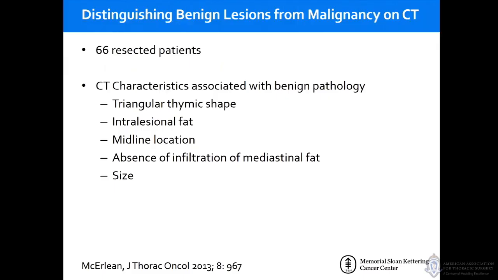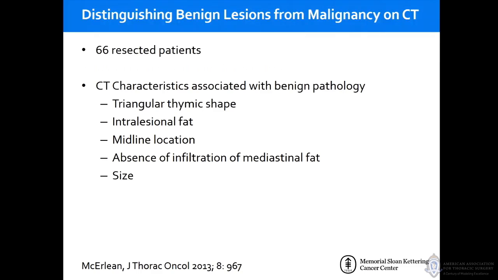The radiologists at our group took a look at how we might better distinguish benign lesions from malignancy on CT scan, looking at over 60 resected patients with either benign disease or early stage thymic neoplasms. The characteristics that panned out as more associated with benign pathology were a triangular thymic shape, any presence of fat within the lesion, midline location as opposed to lateral, absence of infiltration of the surrounding fat, and smaller size. But sometimes that alone still leaves you on the fence.